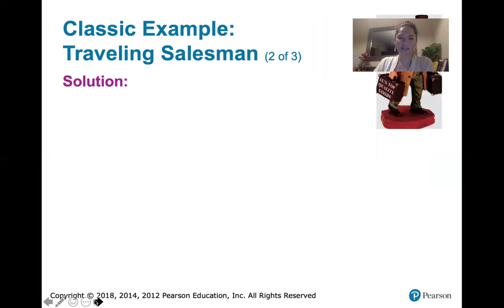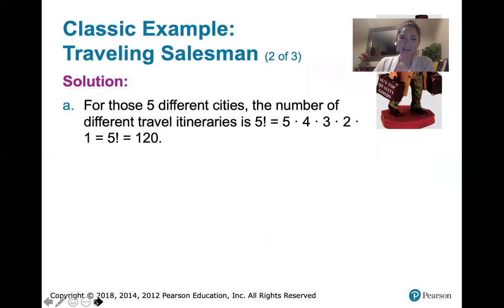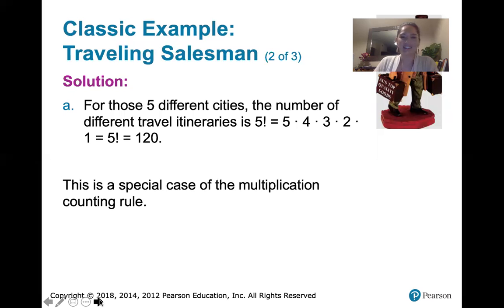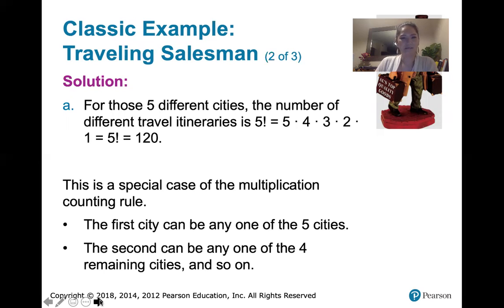Okay, so let's answer the first question first. You've got 5 different cities. The number of different itineraries is just 5 factorial, because you've got 5 options for the first city, 4 options for the next city, 3 options for the third city, 2 options for the fourth city, and then you don't have any options for the last one. You're just going to visit the last one. You multiply all of those together, and it turns out that there are 120 different travel itineraries if you want to visit 5 cities. Again, this is just the multiplication counting rule, as I just said.